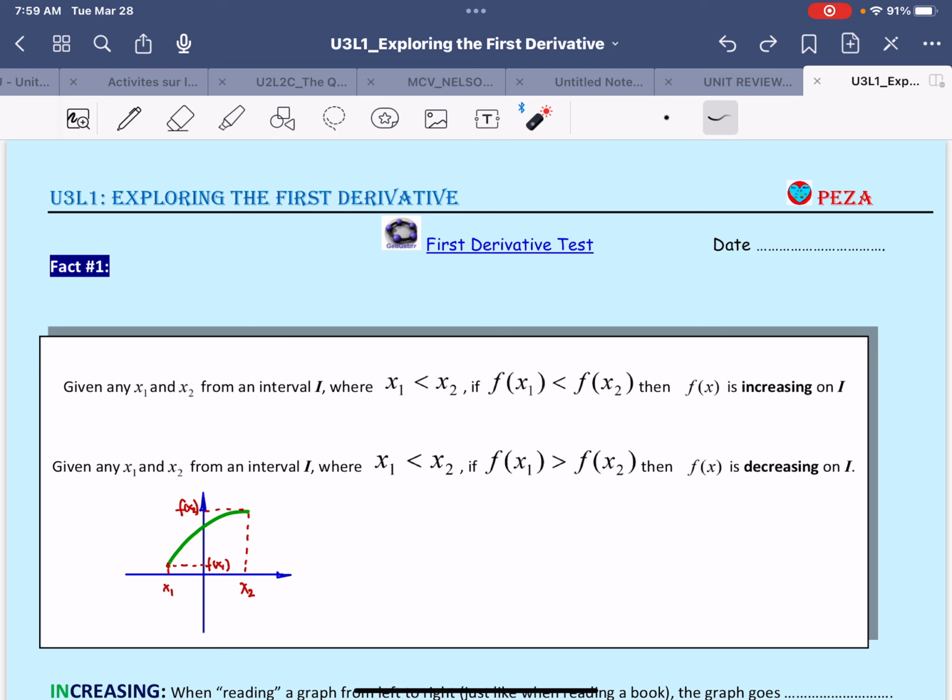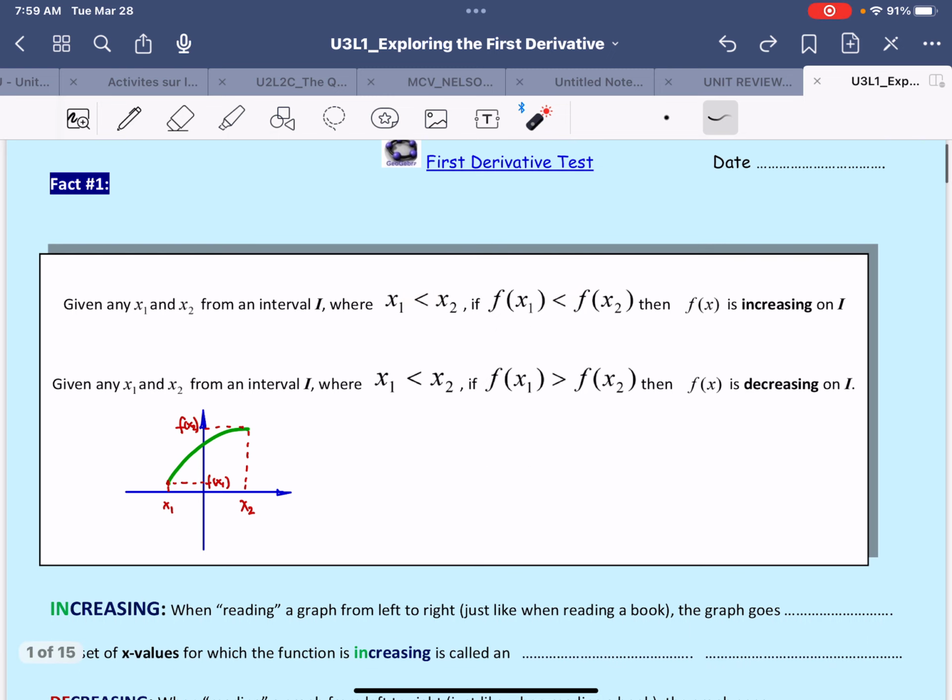So, similarly, we're going to say that a function is decreasing in an interval I where x1 is less than x2 if f of x1 is higher than f of x2, which means that starting from left to right side of the interval, we go from a higher to a lower point. So graphically speaking, we're going to say that the graph of a function is decreasing if, as we walk on the graph from left to right, just like when we read a book, the pen will go down.